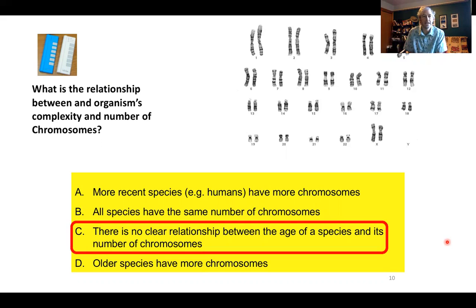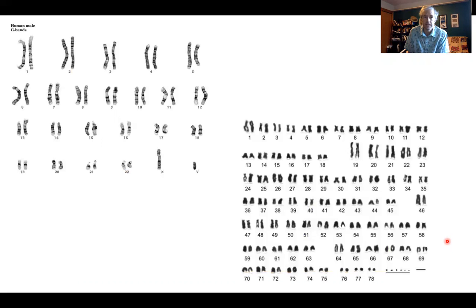Well, the actual answer is there is no clear relationship between the age of a species and its number of chromosomes. And some of these examples are pretty stark. So let's have a look at these two karyotypes here. This karyotype here, what do we think this is? There's a bit of a clue at the top.